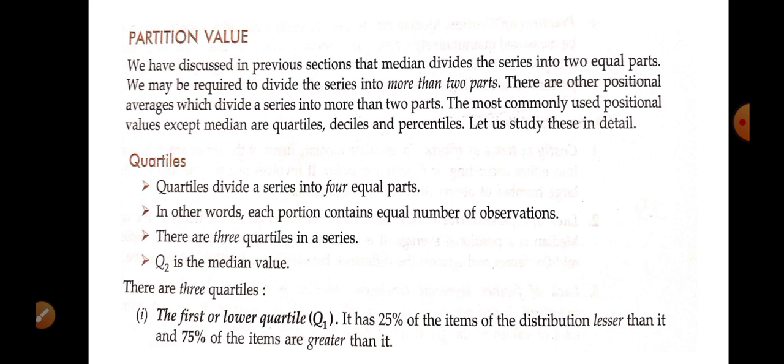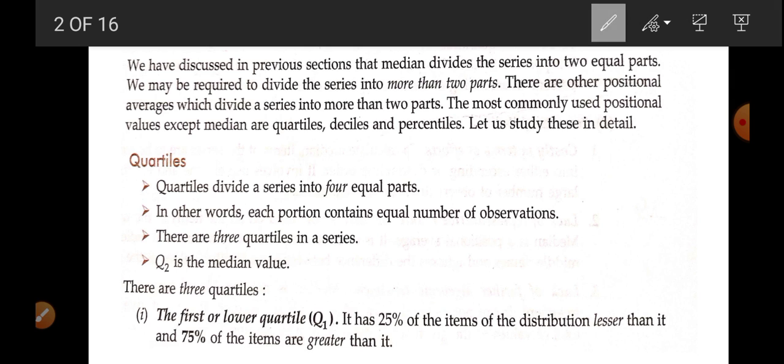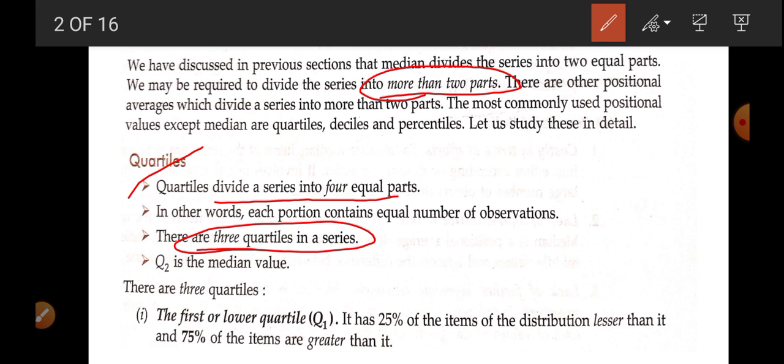What is a partition value? A partition value is a value that divides a series into more than two parts. When we divide a series into more than two parts, this value is known as a partition value. So there are three things we have to learn. Quartile. What is a quartile? The quartile divides a series into four parts. Okay, and there are three quartiles in the series.